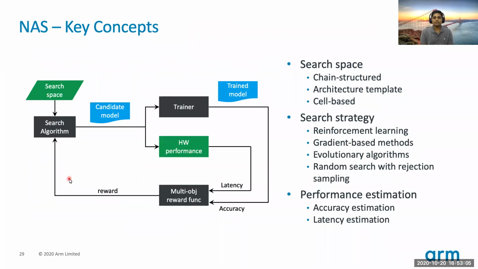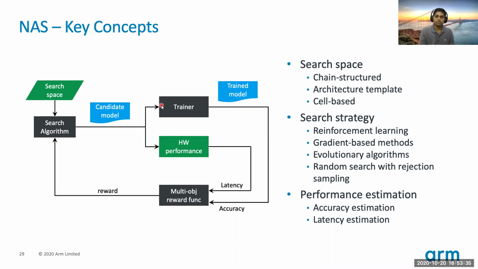I'll just give a brief overview of how the NAS works. I'll not go deeper into this. So NAS consists of a search space, which basically consists of some set of building blocks, convolution or other building blocks, and a search algorithm samples a candidate model from the search space, and then that is trained to get some accuracy.